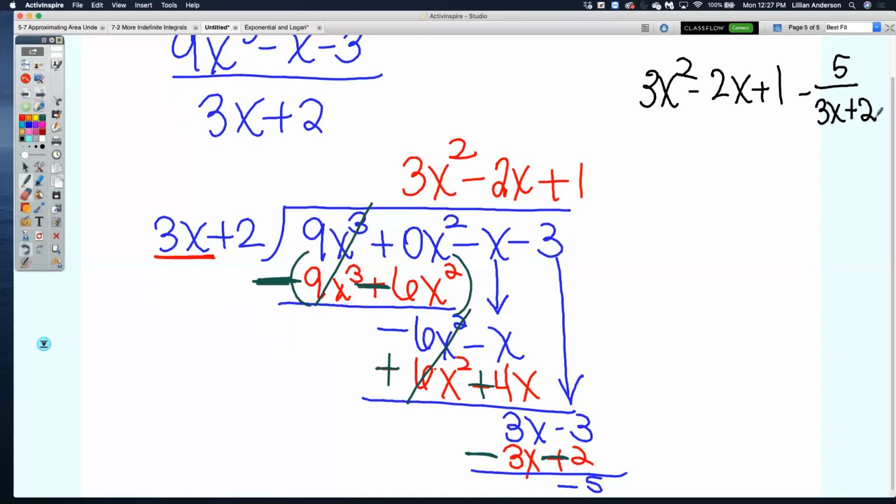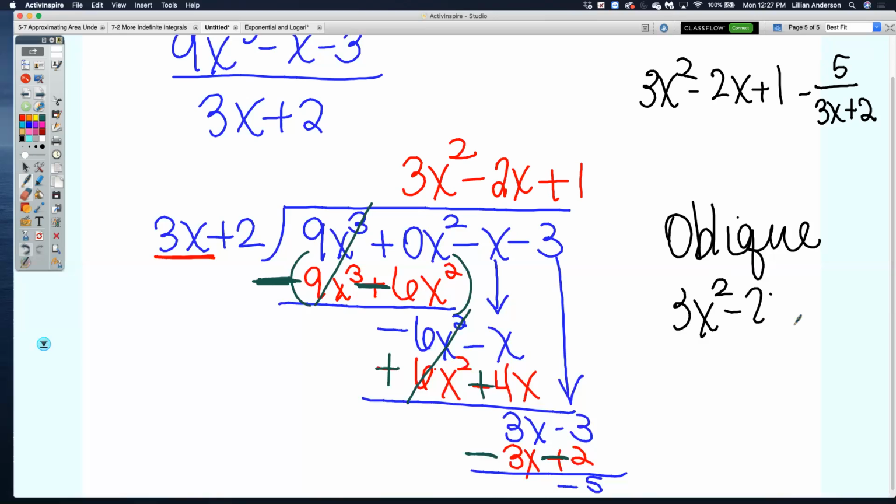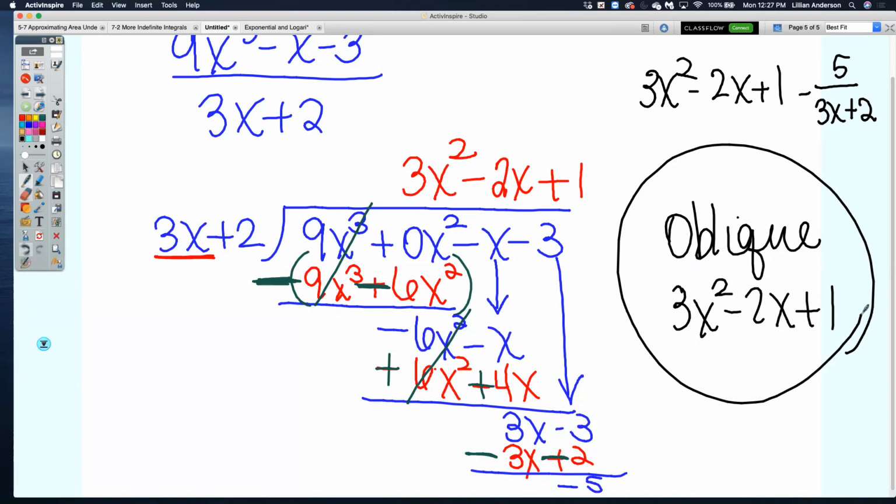But let's say you were asked to find your oblique asymptote. Well, your oblique asymptote would be just the quotient. So it would be 3x squared minus 2x plus 1. Would I have you graph that? Probably not, because I don't doubt I remember how to graph quadratics, but at least you're able to find it.